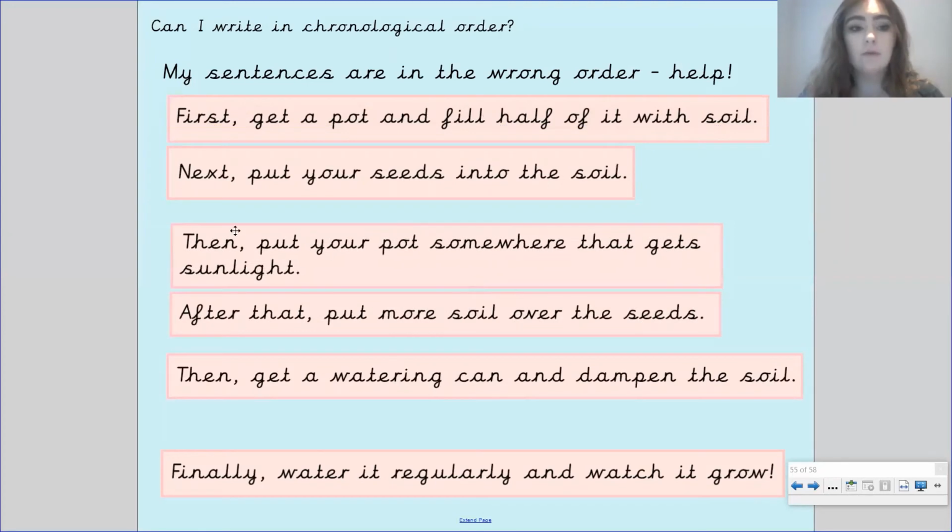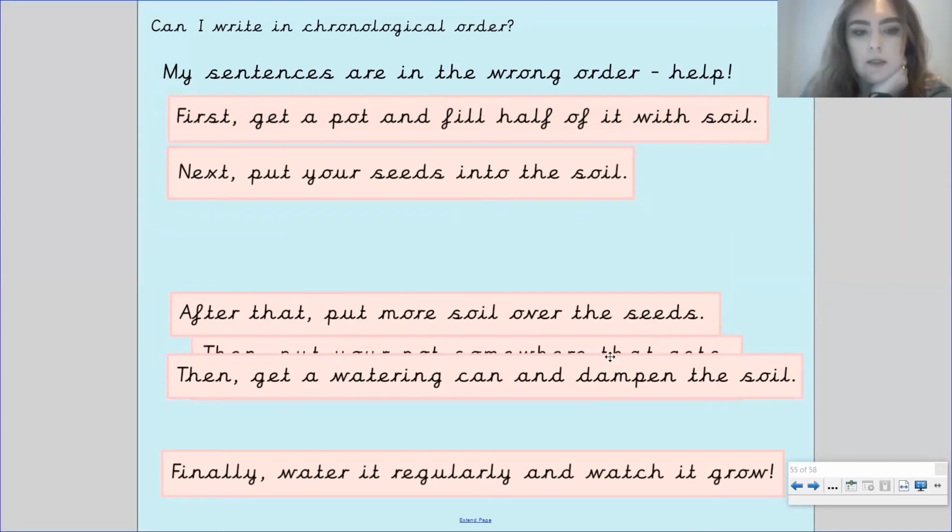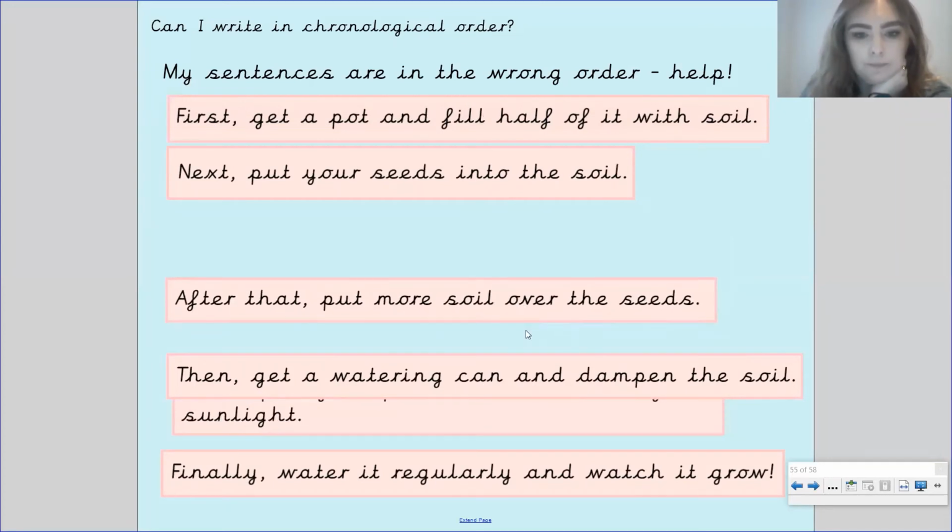Okay, now we've got 3 to work through. Then put your pot somewhere that gets sunlight. After that, put more soil over the seeds. Then get a watering can and dampen the soil. Now, I don't feel like it's going to be this one, the put your pot somewhere that gets sunlight, because again, that doesn't make any sense if I've only just put the seeds in the soil. So I'm going to just move that one down a bit.